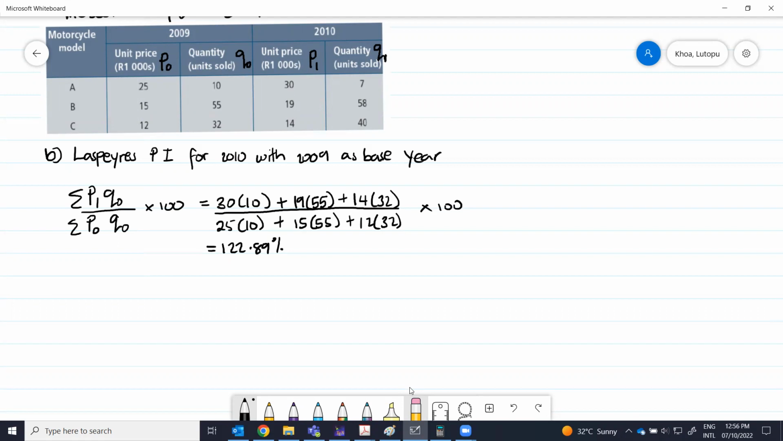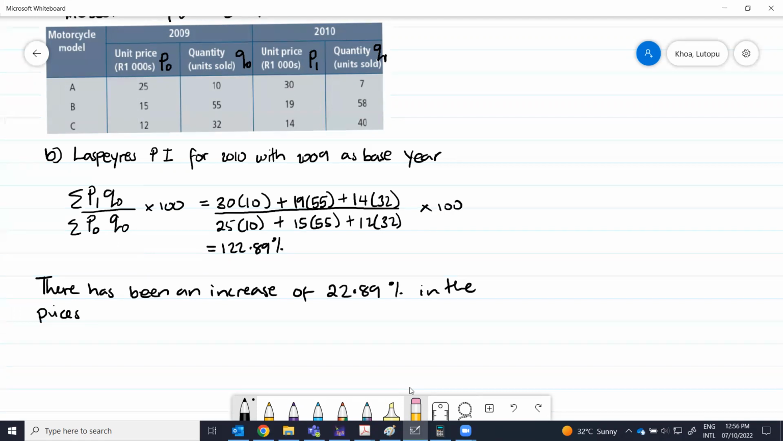And because the value is greater than 100, we can say that there has been a price increase of 22.89% in the price of motorcycles from 2009 to 2010. So that is what Laspeyres is telling us.